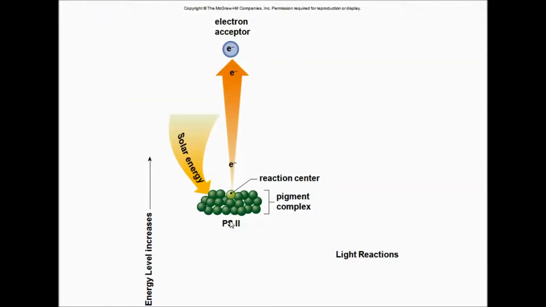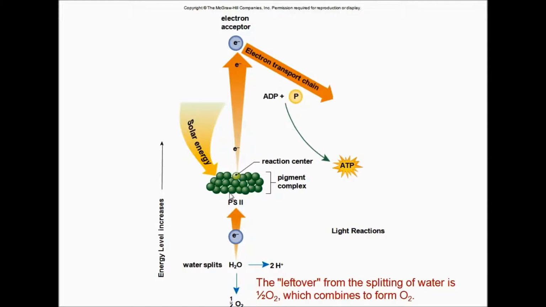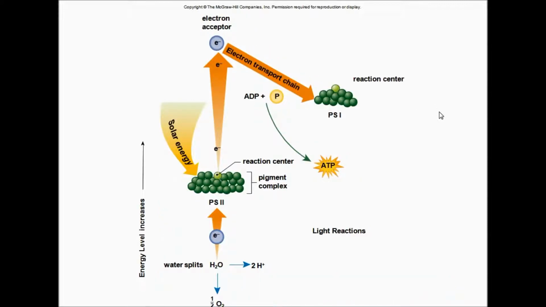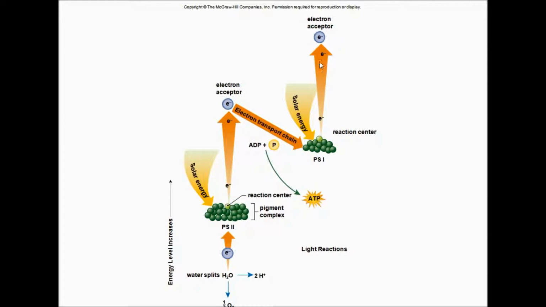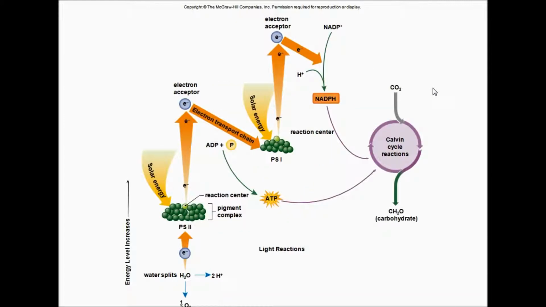So we've got solar energy coming in here, and the energy level goes up. As those electrons move farther away from the nucleus, they get lots of energy in them. So water splits. Hydrogen's going to go over here and do something. Oxygen goes off to become oxygen gas, a byproduct. These electrons go down here and become part of this electron transport chain. Boom, it happens again. There you go. Check it out.